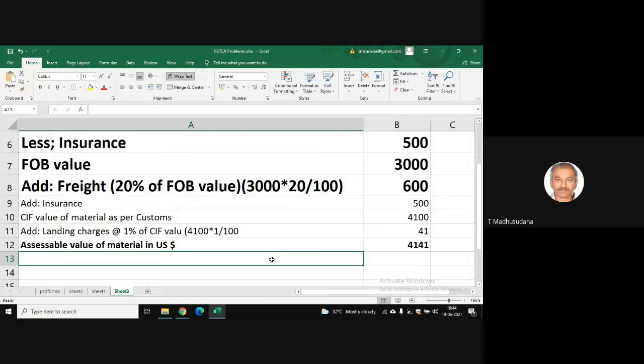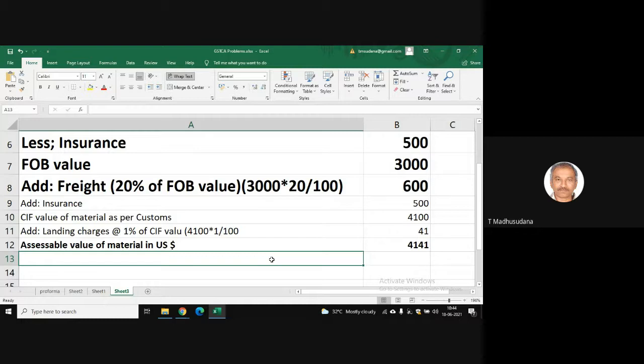Then the CBEC, that is Central Board of Excise and Customs, notified the exchange rate as 60 per US dollar. Two exchange rates have been given in this problem. One is the importer paid exchange rate, and another one is the CBEC fixed exchange rate. Which one is to be taken? Here, the customs officers will consider the exchange rate fixed by the CBEC.